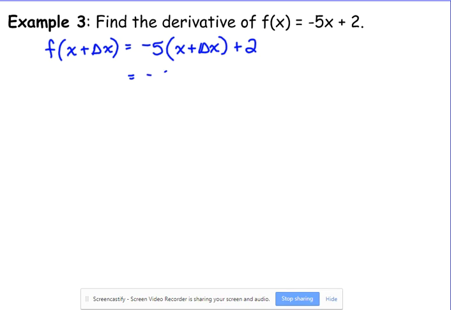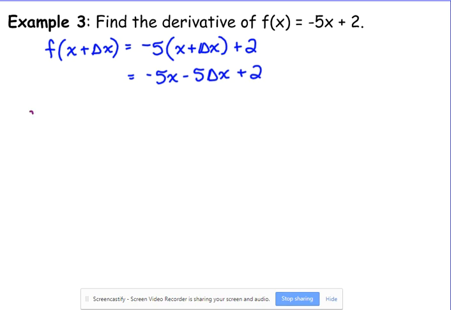So we replace x with x plus delta x. Okay, let's go ahead and simplify. Distribute the negative 5. Doesn't do a whole lot in this case, but you never know. Okay, we can't combine any like terms. We've got to leave it. That x and the delta x are different terms.